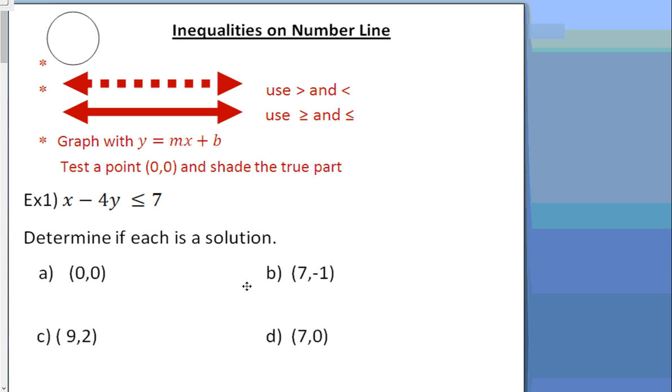Okay, in this lesson, I'm going to be teaching you how to graph inequalities on a number line, but that really should be a coordinate plane. Well, why don't we change that right now? Coordinate plane. So we're going to graph linear equations here.